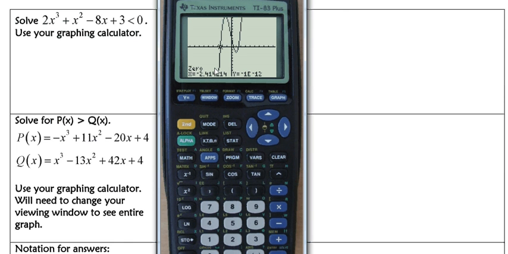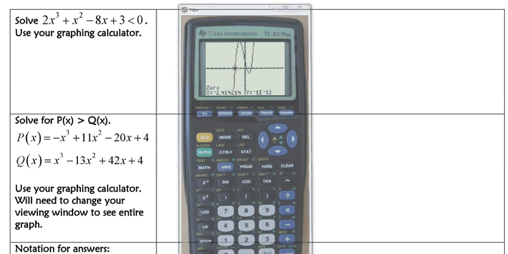And it looks like our 0 is at negative 2.4. And again, this 1e to the negative 12th really is just saying 0. It's really, really, really close to 0. Now, so negative 2.4 is our first.